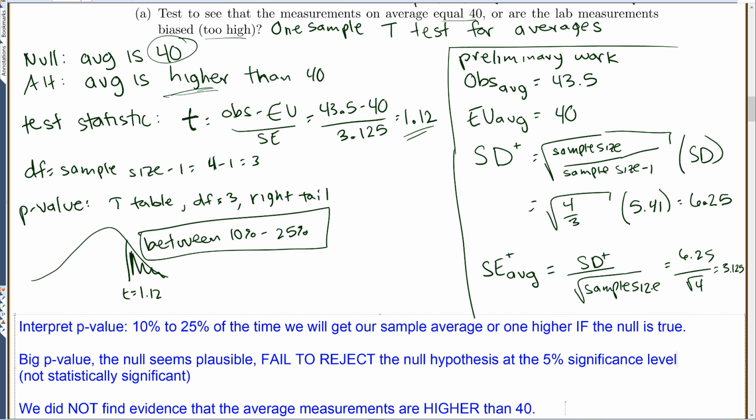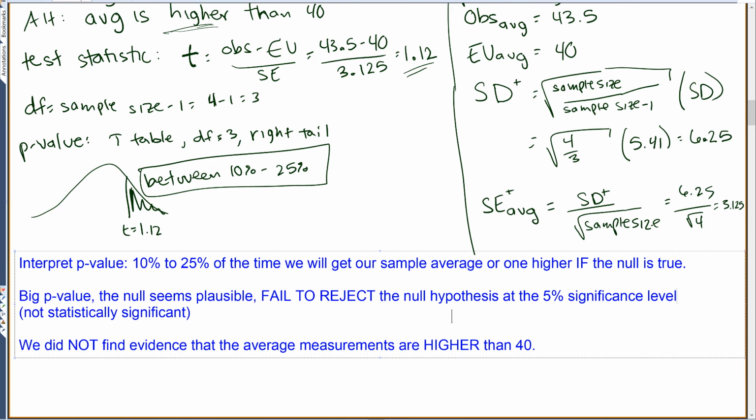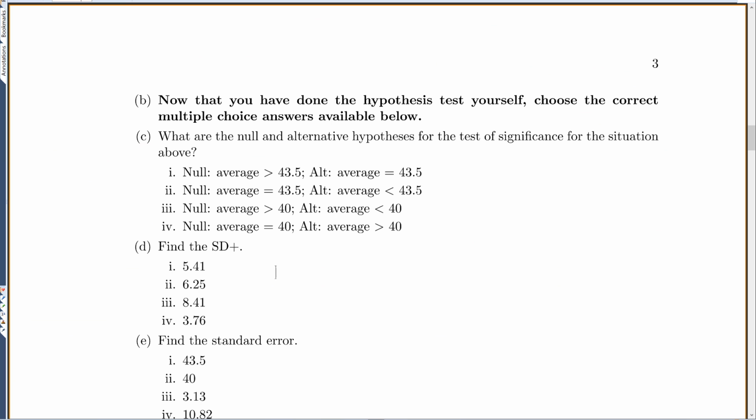Okay, so let's double check. We figured out which test. We figured out it was one tail, and it was one sample. We did our hypotheses. We did our test statistic. We did our p-value, we interpreted it, we rejected or failed to reject, and did the conclusion. Now we have done all the work that we would normally do. Now let's turn the page and see what she asked us to do, and see if we can match it up.